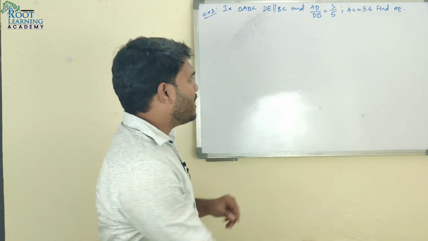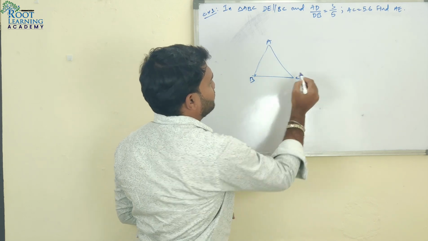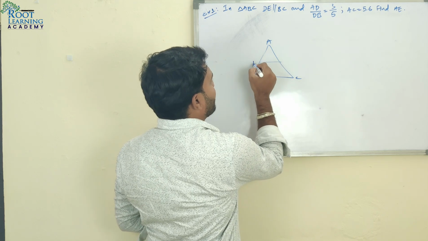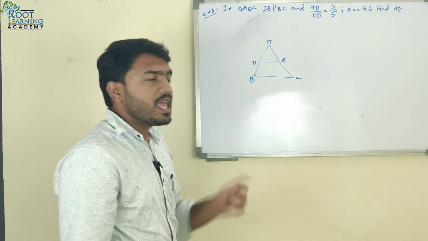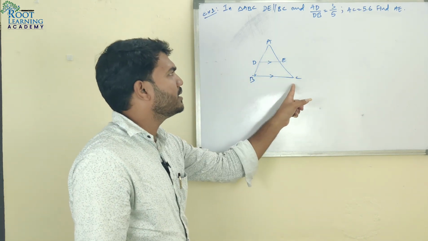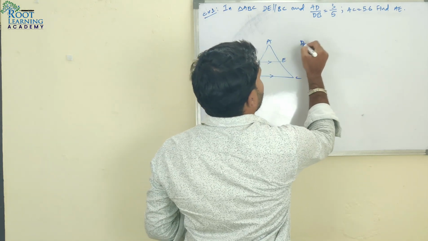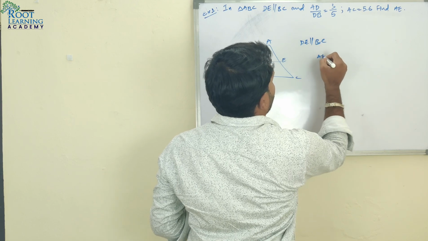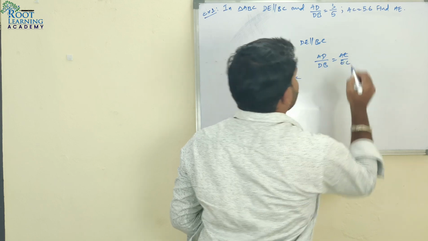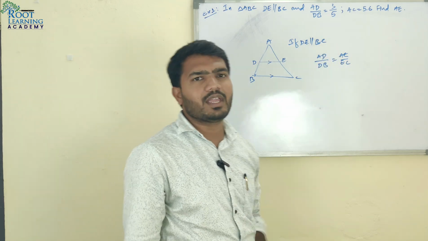Orally, I'll explain. In any triangle, if I draw a line inside a triangle which touches two distinct points, DE, if this line is parallel to the third side, then the corresponding sides are divided in the same ratio. Very simple. If DE is parallel to BC, then AD by DB is equal to AE by EC. That's it.